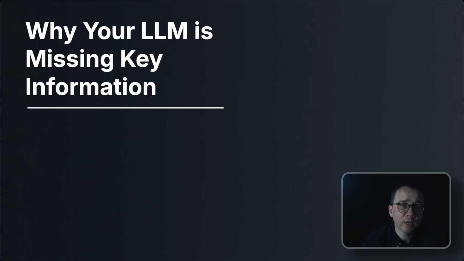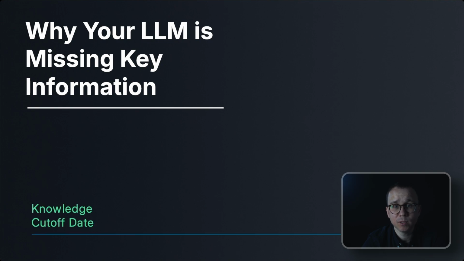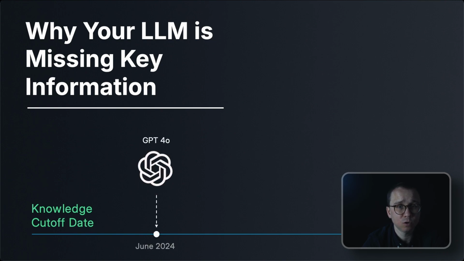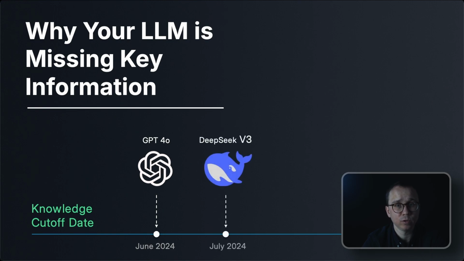Why is your LLM missing key information? All large language models like ChatGPT, Claude, DeepSeek, and others are trained up to a certain point in time. This is called the cut-off date. For example, ChatGPT 4.0 was trained until June 2024. For DeepSeek, it was July 2024.